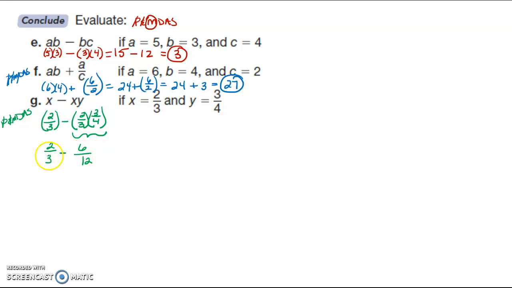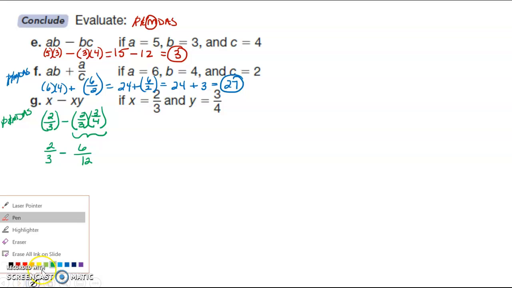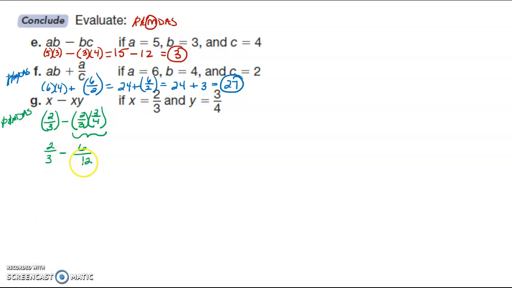Now I have to subtract these, and I need a common denominator. So let's see, I'm going to use 12 as my common denominator. 3 times 4 gives me 12. What I do to the bottom, I have to do to the top. And I end up with 4 times 2 is 8 over 12, minus 6 over 12, which gives me 8 minus 6 is 2. Then I have to reduce, and I get 1/6.